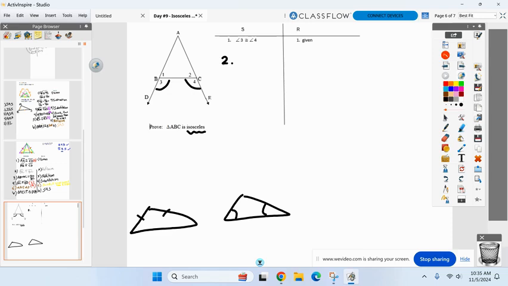I didn't write anything. Oh yeah, you gotta write that first. Okay, so what do I need to tell you are supplementary first? Angle 3 and angle 4 are supplementary. 3 and 4? Those are congruent. Oh yeah, 3 and 1, and 1 and 4. Angle 3 and angle 1 are supplementary. Angle 2 and angle 4 are supplementary. Reason there, Violet? Linear pairs are supplementary.